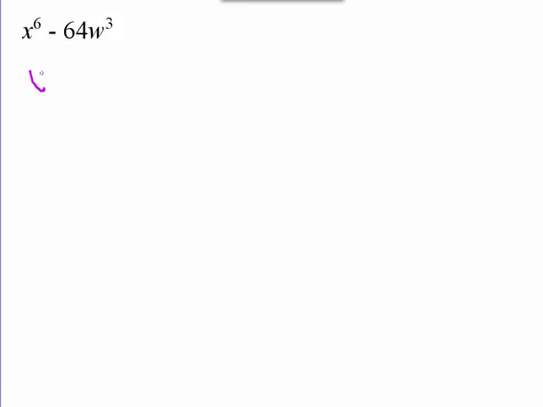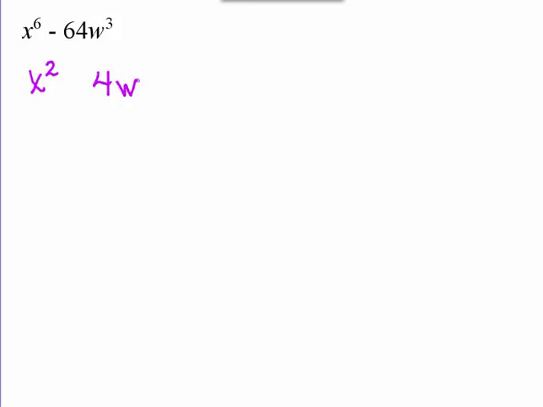X to the 2nd. So that, in fact, is a perfect cube. Is 64 a perfect cube? Yep. What is cubed to give me 64? 4. Is w cubed a perfect cube? Yeah, what is cubed to give me w cubed? W. Once again, if you're stuck, take the exponent and divide it by 3.